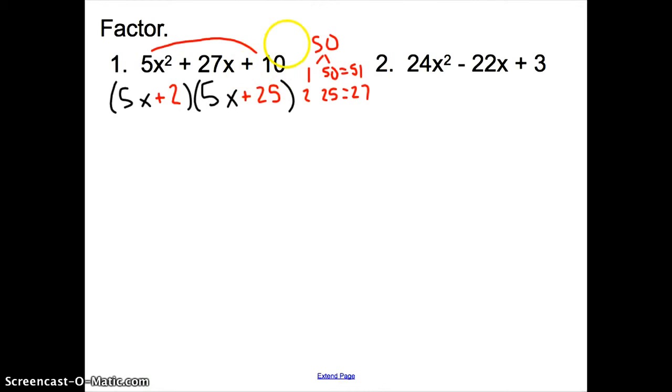Next, I have to do my very last step. What did I bring down to both parentheses? I brought down a 5. So what do I have to divide out? I have to divide out a 5.